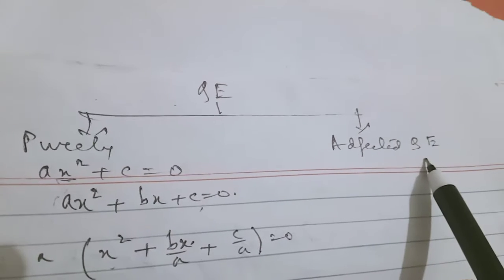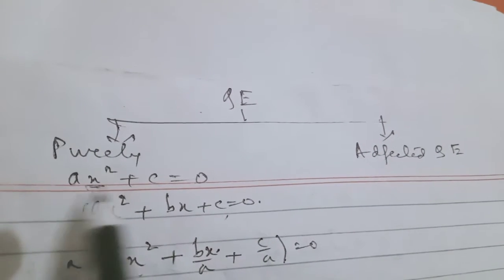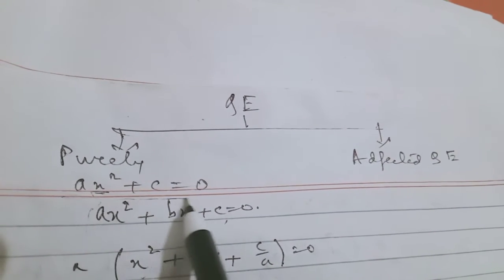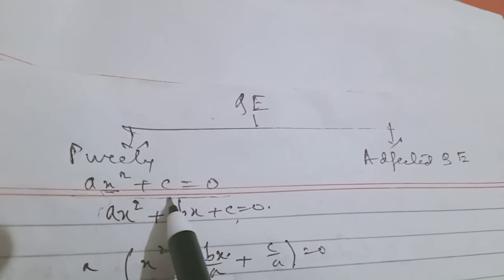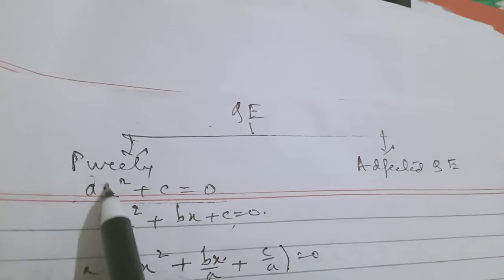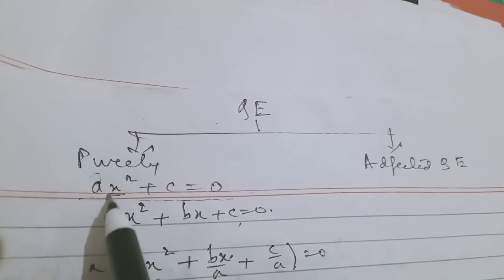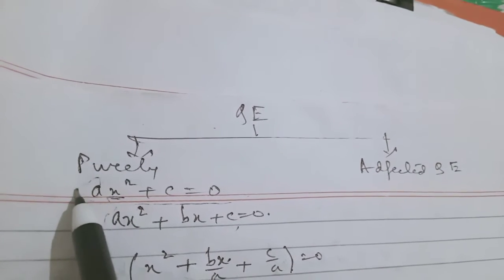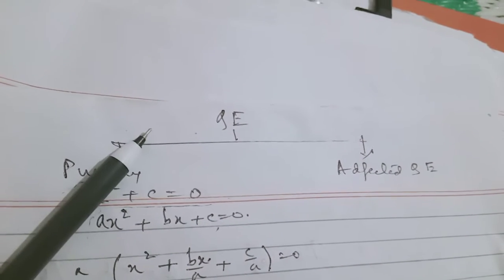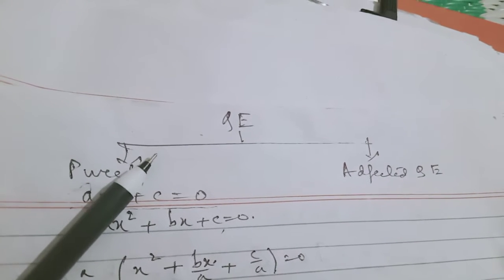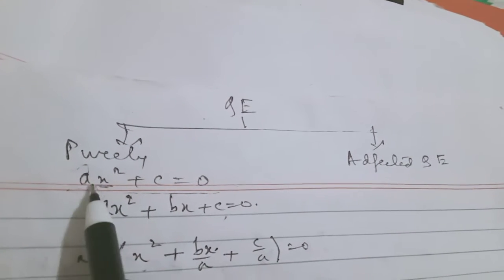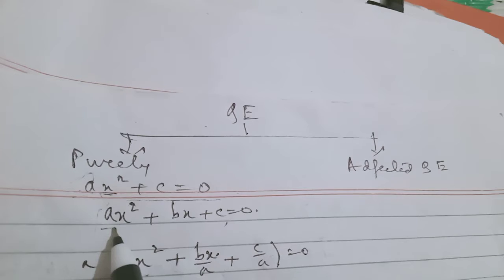Now, it can be classified into purely quadratic equation and adfected or complete quadratic equation. If the equation is ax² + bx + c = 0, where a cannot be equal to 0. See why a cannot be equal to 0? Because if a is 0, this part will vanish. Then it will become a linear equation. It will no longer be a quadratic equation. So a cannot be equal to 0 here or here.